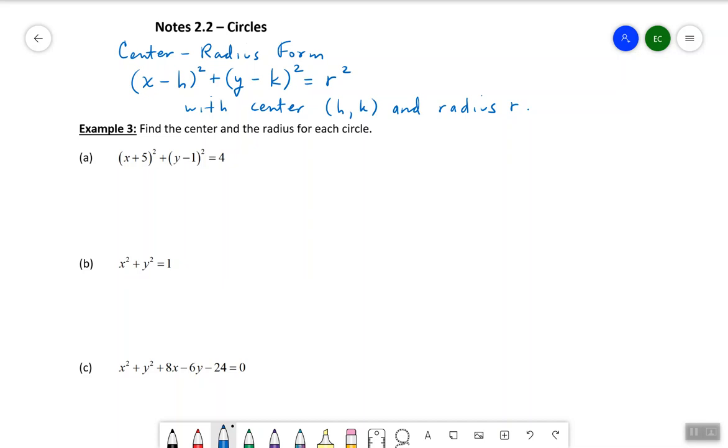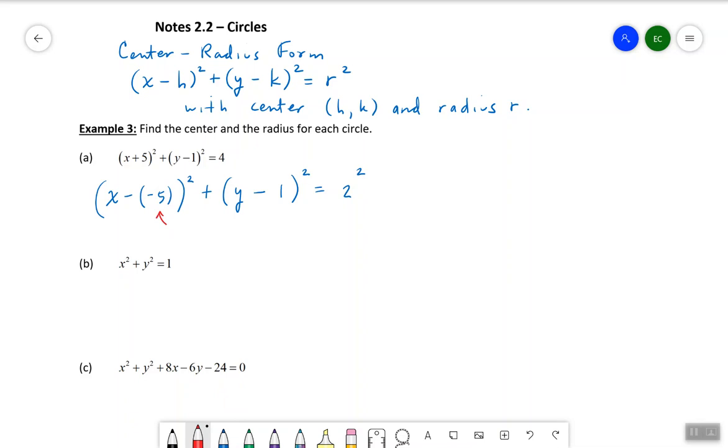Now, just in this first example, you might want to be a little bit careful about what we're doing. In the formula it says x minus, and in the example we have x plus 5. So we could write that as x minus negative 5 so that it fits the form of the formula. And then y minus k, well, we have y minus 1. And then we want r squared. So what number do you square to make 4? That would be 2.